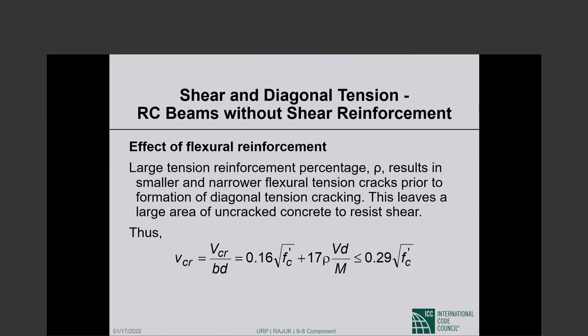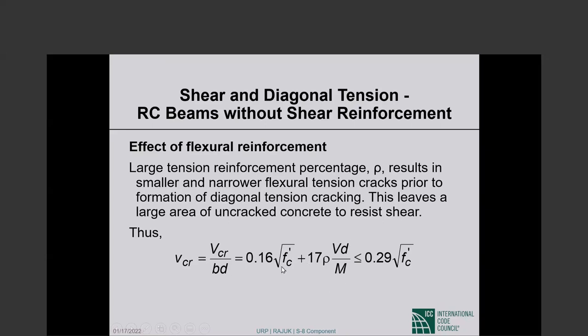Now, the flexural reinforcement, we remember we are talking about beams without shear reinforcement, but there is flexural reinforcement, and that flexural reinforcement plays an important role. Large tension reinforcement percentage rho results in smaller and narrower flexural tension cracks prior to formation of diagonal tension cracking. That is common sense, right? This leaves a large area of uncracked concrete to resist shear. So, the cracking shear stress, which would be 0.16 square root of f sub c prime if we don't consider this effect, goes up by this expression.